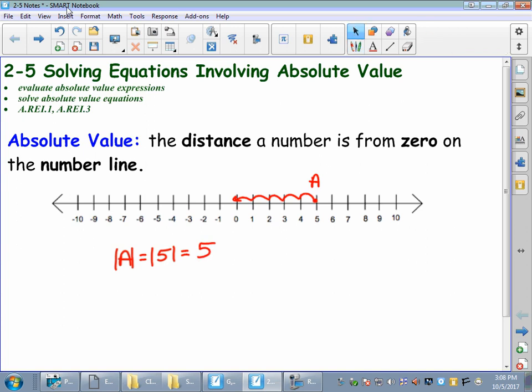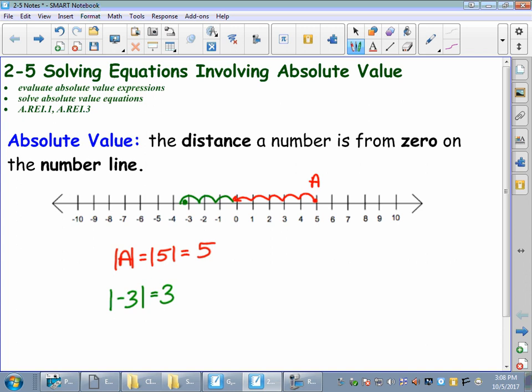If I were to put a point here at negative 3, the absolute value of negative 3 is asking, these lines around it are saying, how far away from 0 is negative 3? And when I count back, it's 3 units away from 0. So it's a distance. You're measuring how far a number is away from 0 on a number line.